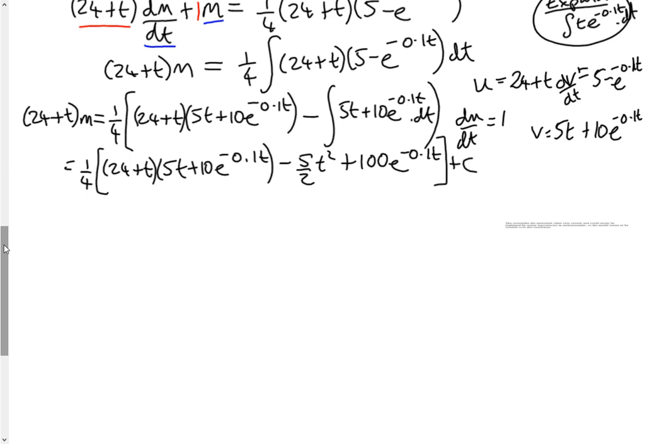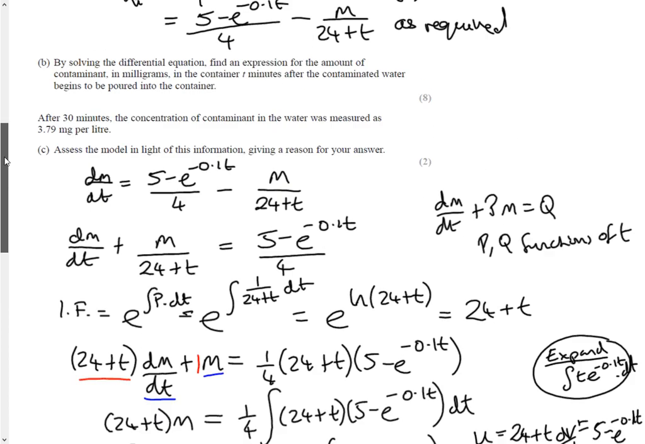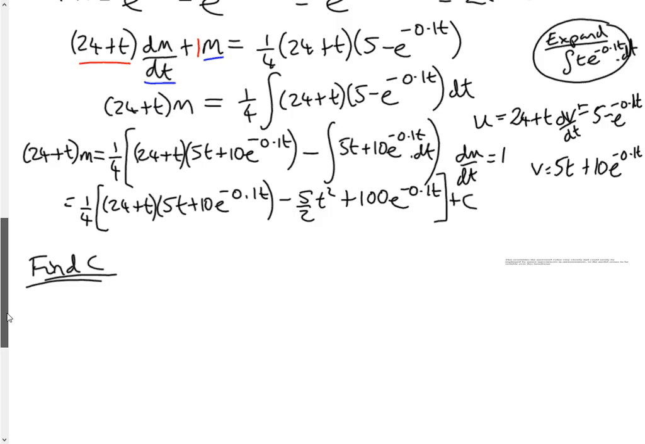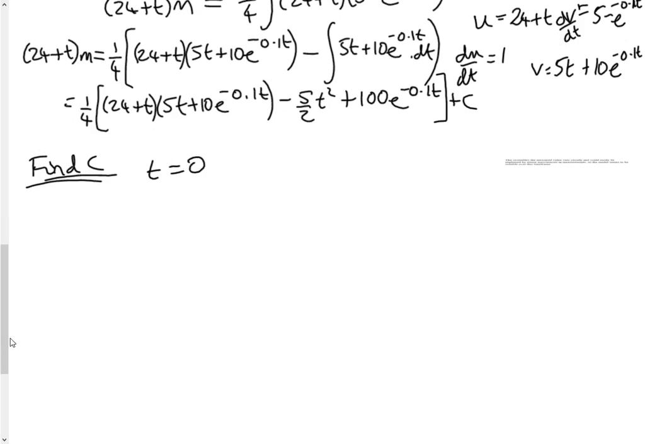Plus we need to find c, so don't forget to find c, because we actually have enough information to do that. And what we do is go all the way back to the question, and it said right at the top, initially contains 3 litres of pure water. Okay? So to find c, when t equals 0, then the amount of contaminant is 0, because it initially contains 3 litres of pure water. If you sub all that in, you get 0 equals quite a lot of terms that are 0, but you should be able to get 85 plus c, so c is negative 85.